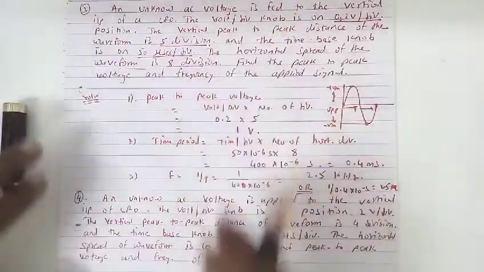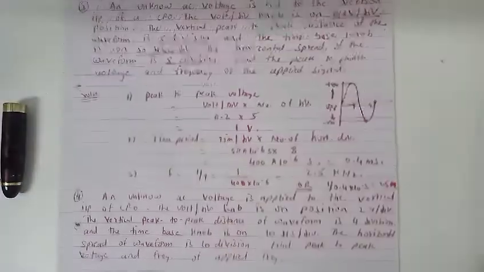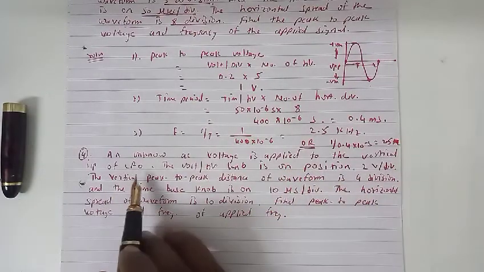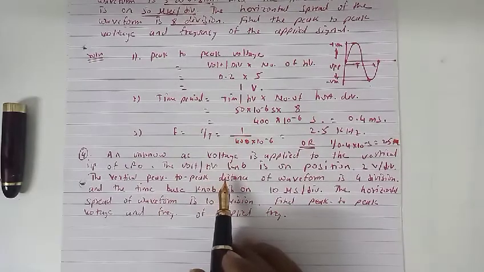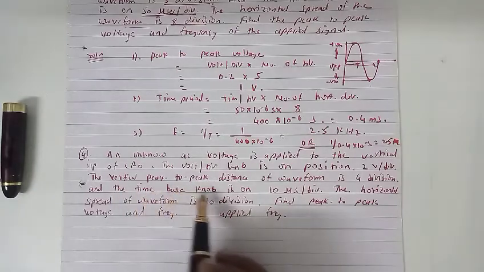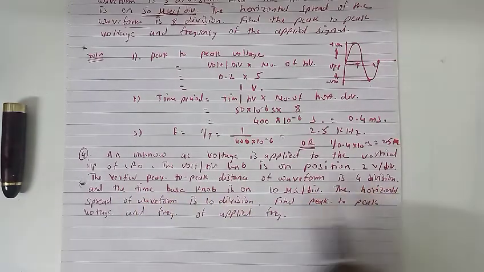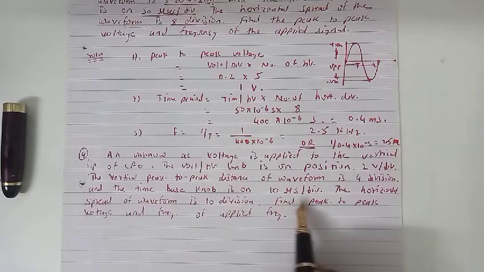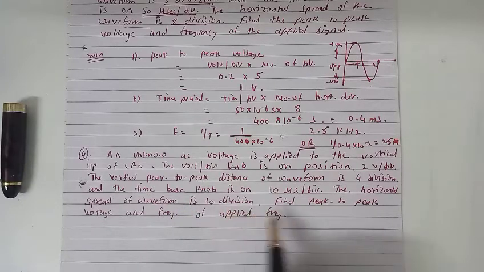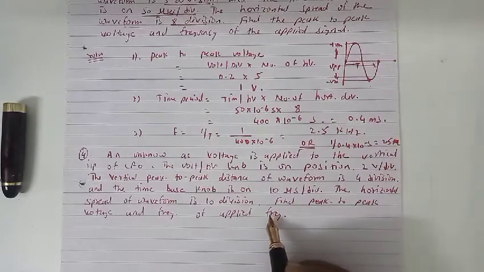Okay, the next problem is the same as the previous problem. The unknown AC voltage is applied to the vertical input of the CRO. The input voltage knob is at position 2 volt per division. The vertical peak to peak distance of the waveform is 4 divisions, and the time base knob is 10 microsecond per division. The horizontal spread of the waveform is 10 divisions. Find the peak to peak voltage and the frequency of the applied signal.